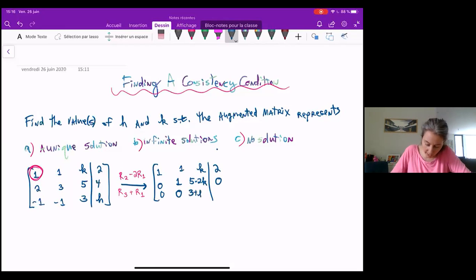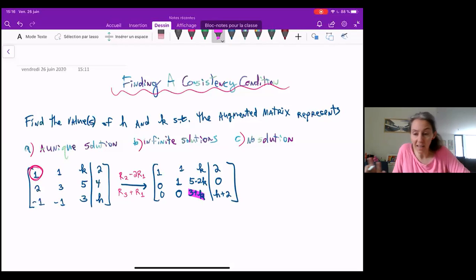This is 3 plus K. And this is H plus 2. Well, this is in REF. This 3 plus K cannot be a pivot, because what if K is negative 3? If K is negative 3, then that's 0, and we can't use 0 to make zeros.